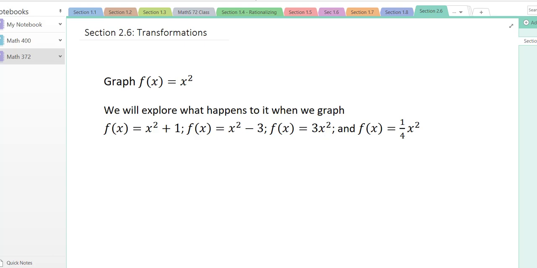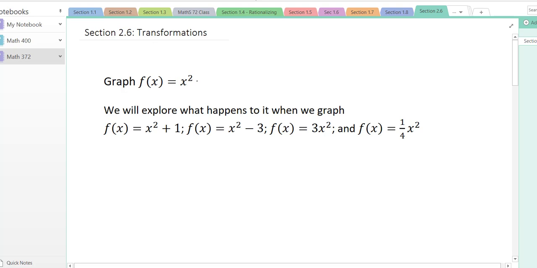Hey there, in this video we're going to cover section 2.6, transformations. So this will be what happens to a graph when you perform a transformation. So we're going to start with the graph of f of x equals x squared.